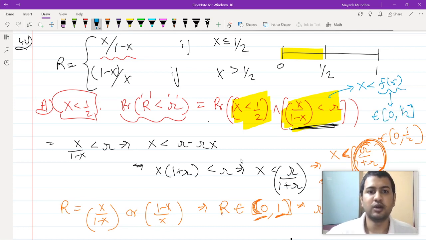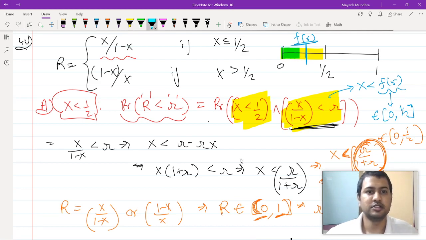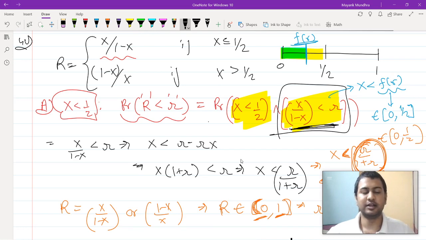Okay, so x less than half is one condition. Now f of r, what could f of r be? Whatever f of r is, it will be something like this. So this region would be like this. The intersection of these two conditions is just the right condition.